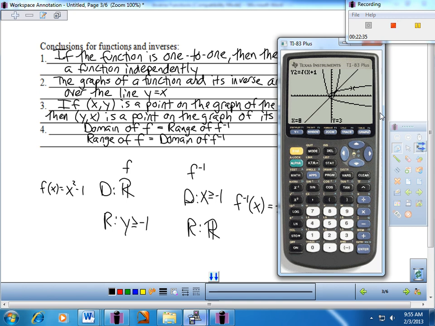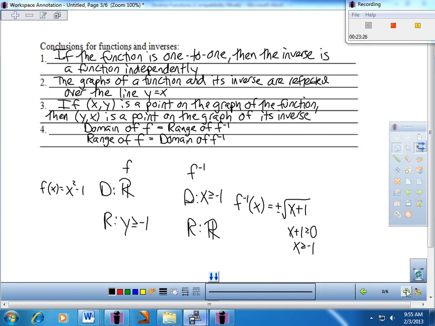And again, for those going on to Pre-Calc 2, all of these will come back. We will revisit those in a trig context. Let's get to the next board here.